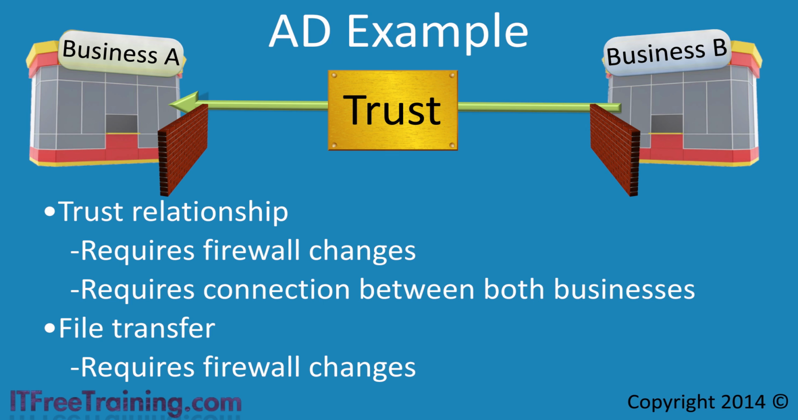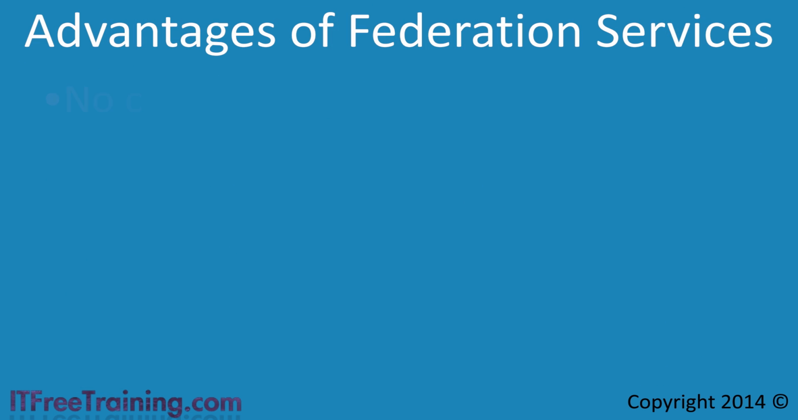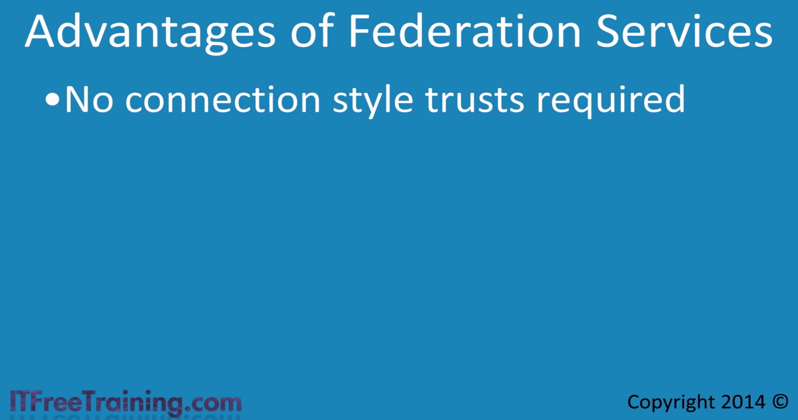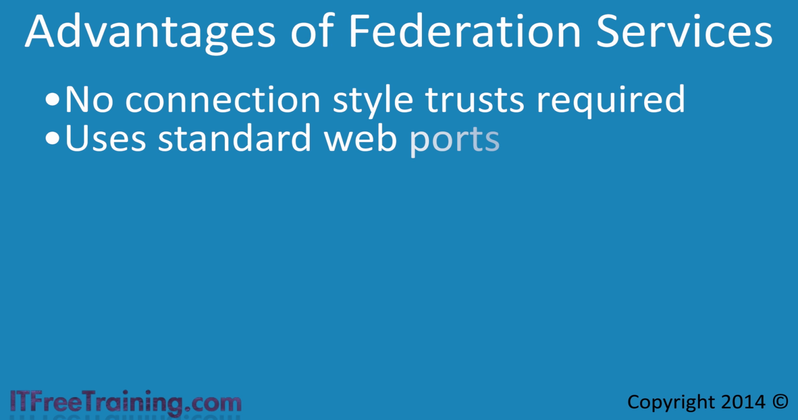So now that you understand what is involved with an Active Directory solution, let's consider the advantage of using Federation services. Federation services do not require a connection-style trust to be created. We saw before that a certificate needs to be exported from one Federation server and used on the other server. However, this is only required once and does not require a connection in order to work once set up. Federation Services uses standard web ports. There is a good chance these ports are already open on the firewall, and most businesses would have fewer issues opening these ports rather than opening non-standard ports.